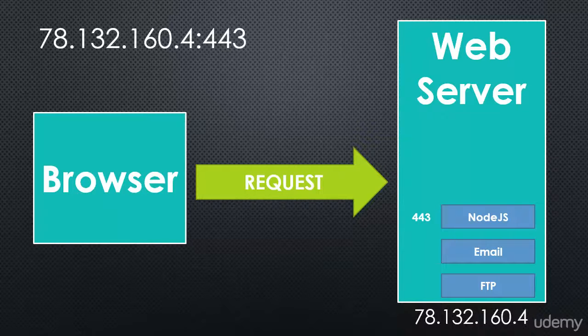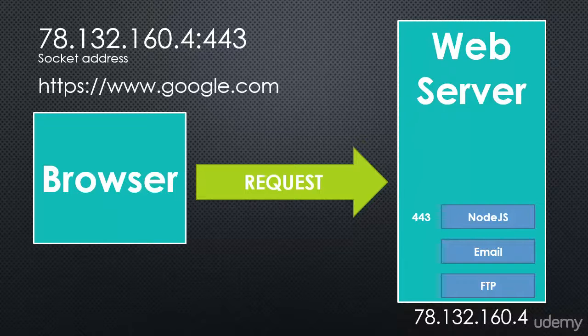And we specify that as part of the address. So the IP address, and then a colon, and then the number. The number is the port. This is called the socket address when you put it all together. And usually we don't deal with this directly. Usually we just deal with some sort of domain name, which maps to an IP address and a port.